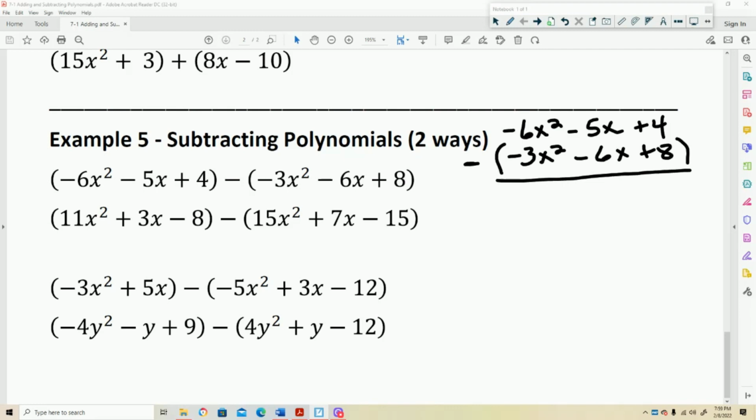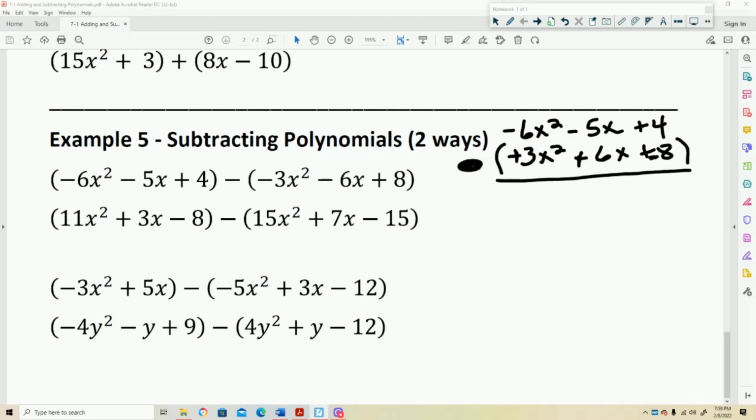So this would become a positive 3x squared. This becomes a positive 6x, and this becomes a negative 8. And we could have done that before we started, which we normally do, but I'm showing you this way. Okay, so when I distribute the negative sign, that doesn't exist anymore because it's now in the parentheses. Now I can simply add because that minus sign's gone.